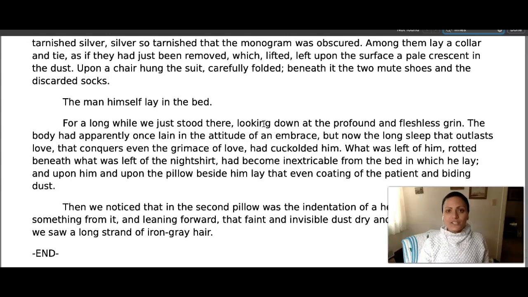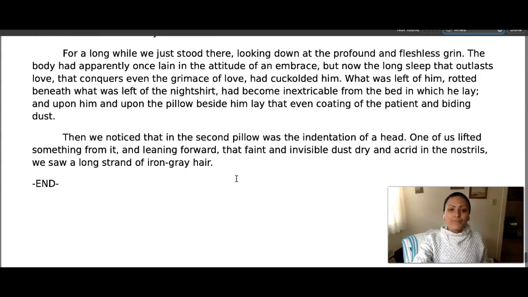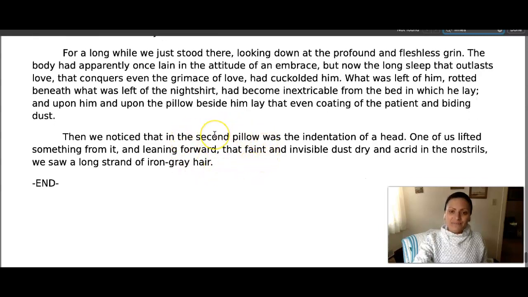And let's jump to that final image of the corpse. So after she dies and they break into her house, here's what they see. They see the man that she had been going with, had been hoping would marry her, lying in her bed. And they stood there and they look at this skeleton that is laying in an attitude of embrace. So he's laying in this bed as if he's laying with a lover. And he's rotted and become a part of the bed. But the most grotesque thing is this second pillow, where we see the indentation of a head.